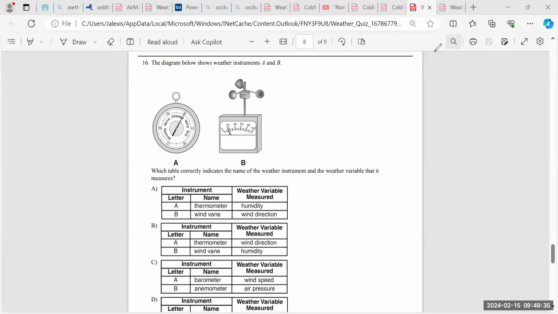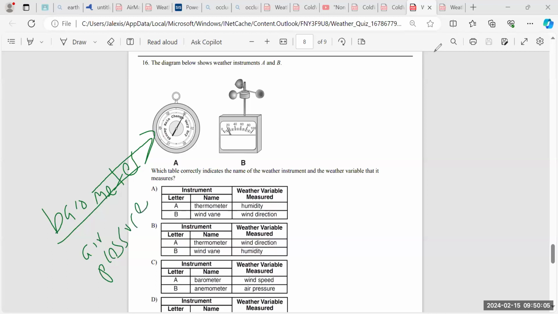All right, number 16, the diagram below shows weather instruments A and B. It says, which table correctly indicates the name of this weather instrument and the weather variable that it measures. I know for a fact this looks almost like a stopwatch. That is called a barometer, and that measures air pressure.